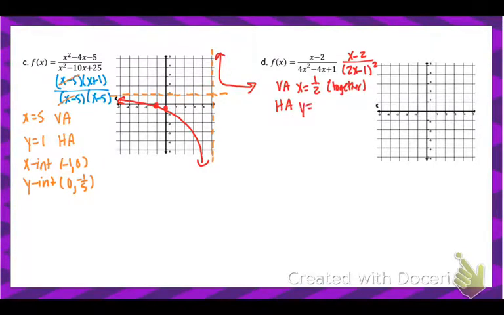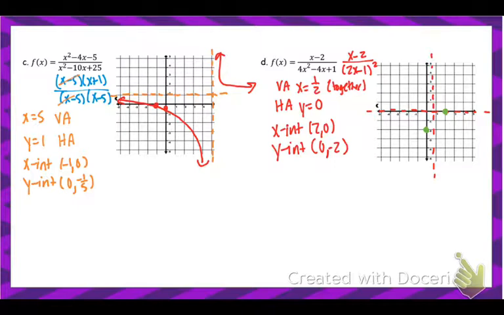Horizontal asymptote, this is bottom heavy. X-intercept, top equal to 0. Y-intercept, plug in 0. And we'll graph our features. So I've got 0, -2 as a y-intercept. I've got 2, 0 as an x-intercept. So kind of hard to tell because it's on the axis. This graph's kind of weird, but again, using the information we know.